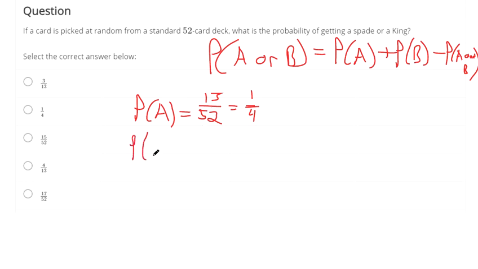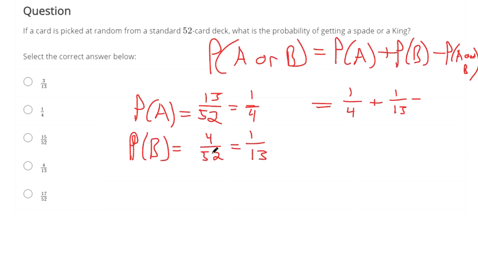And then the probability of getting a king, we'll call that the probability of event B. There's 4 kings out of a deck of 52. So if you simplify that, that's 1 out of 13. So that's the probability of getting a spade, the probability of getting a king. So you would add those two together to find the probability of getting one or the other, and then subtract the probability of A and B.